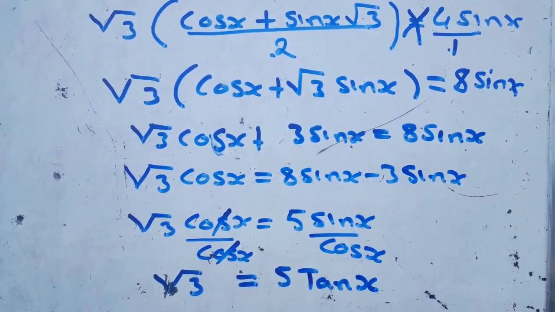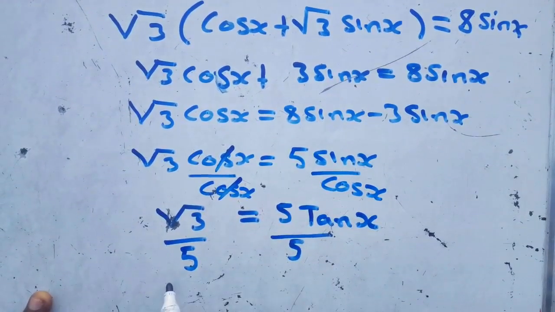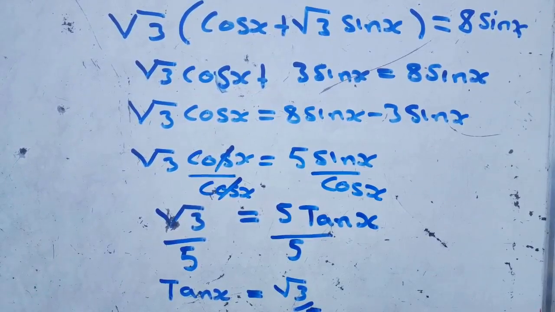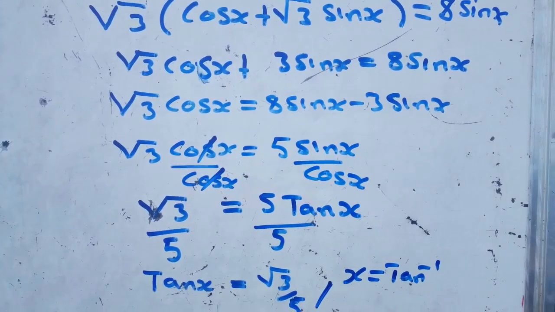Since we want x, we make x the subject of the formula by dividing both sides by 5. Hence we remain with tan x is equal to root 3 over 5. To make x the subject, x is equal to tan inverse of root 3 over 5.